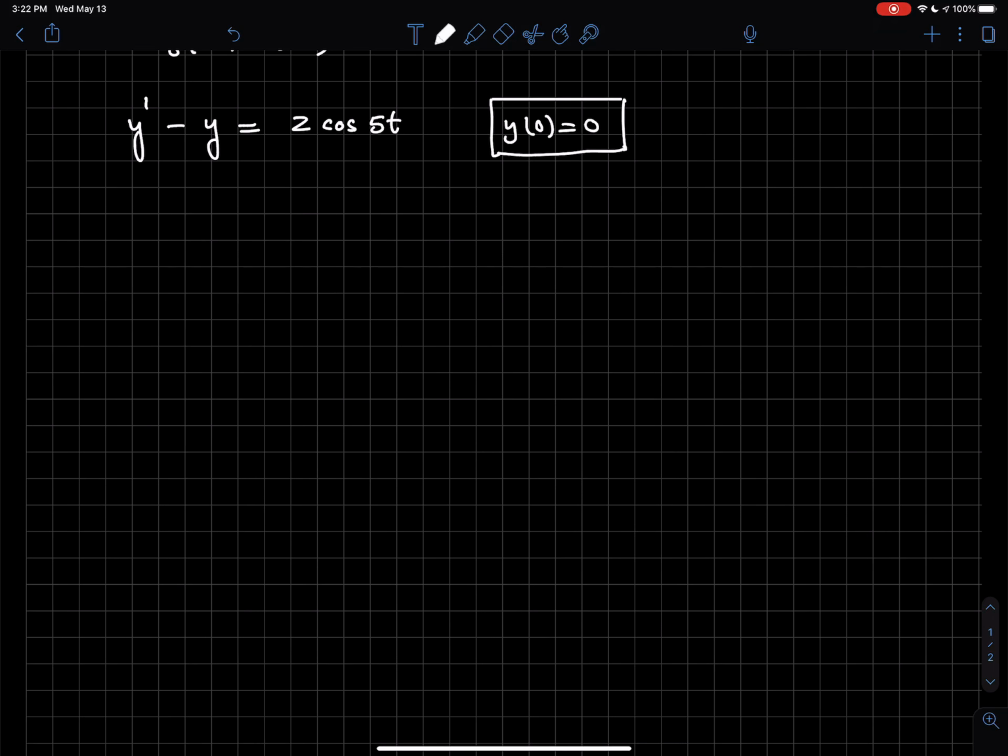So let's start taking the Laplace transform. Now we know Laplace transform is a linear operator. So I could just take the Laplace transform of y prime minus the Laplace transform of y. And of course, when I say y prime, you do know I'm talking about y prime of t. Or if I say y, I'm talking about y of t. Okay, so equals 2 times the Laplace transform of cosine of 5t.